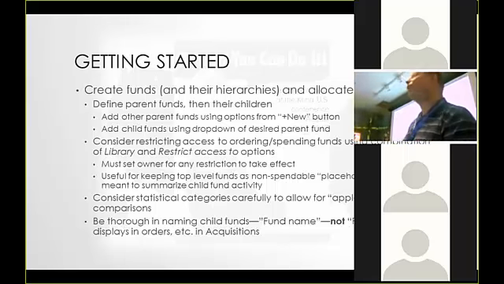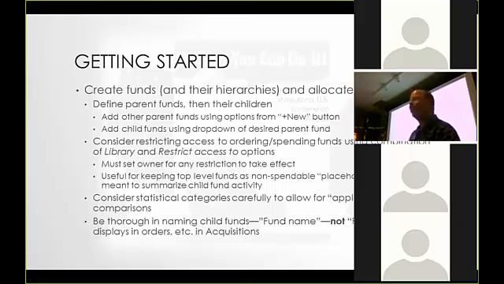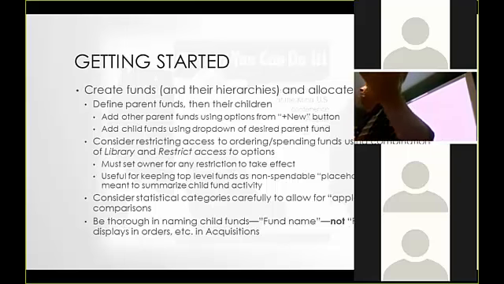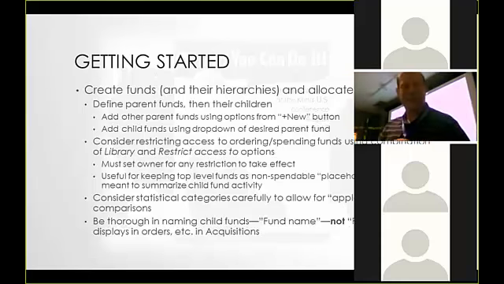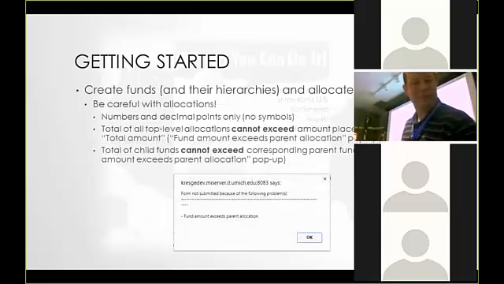And be very careful in the naming of your child funds. Be alert that fund name, not fund code, displays in the order. If you have books as a sub-fund in a number of different parents, all you're going to see in your orders is books. So do yourself a favor: Materials books, Shoemaker books, gift books. Do yourself a favor and put that detail in your fund name so that you know what you're getting into.